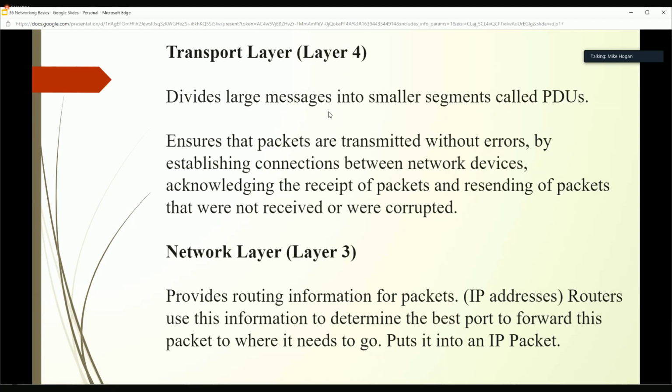Network layer, that's layer three. That's where the IP addressing lives. So it provides routing information for packets. Routers use this information to determine the best port to forward this packet to, where it needs to go, and puts it into an IP packet. Now that's our IP addressing. So our IP version 4, could be IP version 6 addressing. And it's going to look at that network and determine the closest or best path to that network. If it doesn't know where that network is, which means that it's not local, it's going to send it to the default gateway. So it's going to send it to the next hop, which will get it closer to this unknown network.